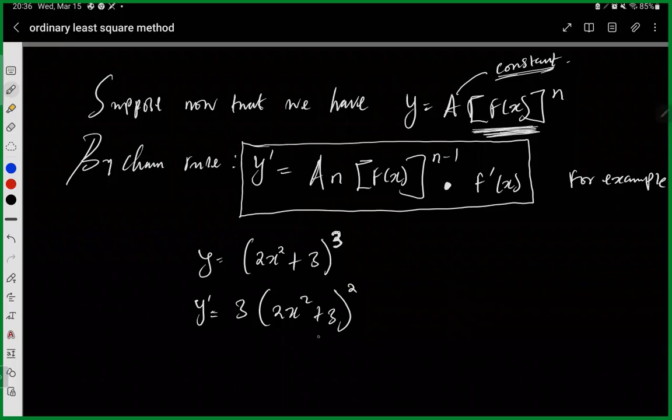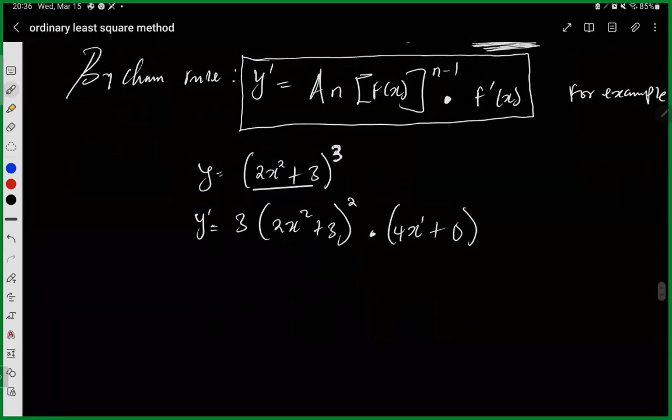But remember, we are multiplying with the derivative of what's in the bracket. So what's in the bracket is 2x squared plus 3. The derivative of this 2x squared plus 3 is equal to, so this 2 here multiplies with that one here. For x, we lessen it by 1, so it's x to the power 1. Then the derivative of this one here is 0.